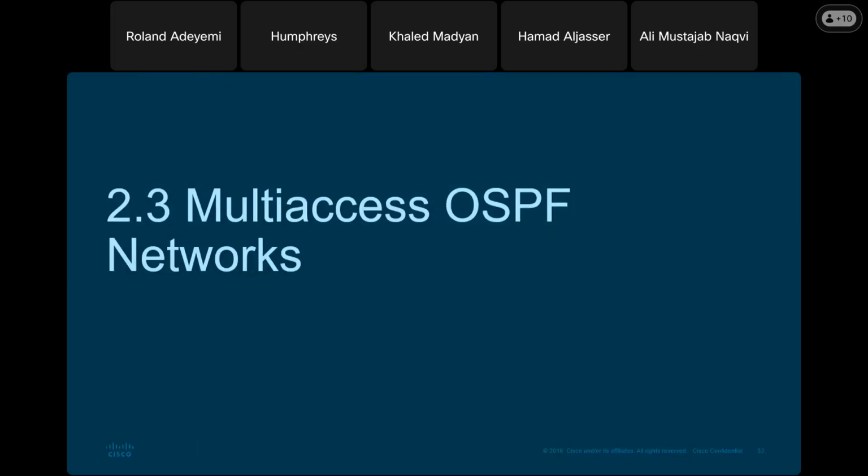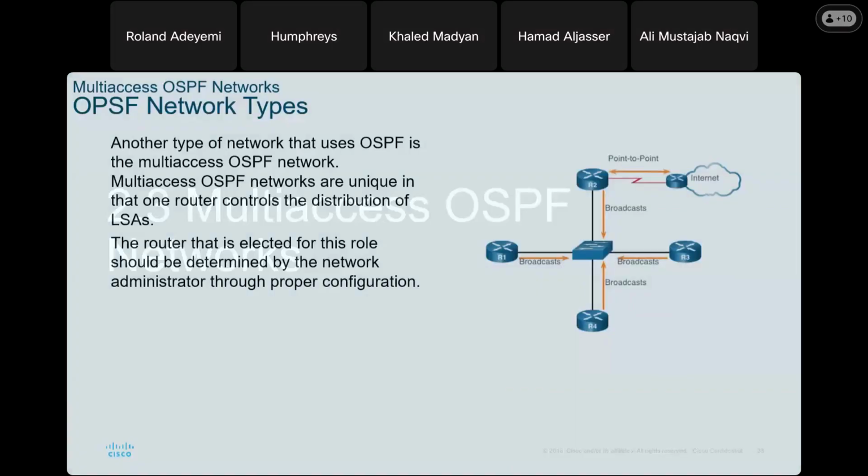So let's talk about multi-access OSPF network. I have talked about it before. I'm going to talk about it again. So under OSPF network types, you have point-to-point, point-to-multipoint, broadcast multi-access, non-broadcast multi-access. But in the context of this CCNA topic here, we're going to be talking about only point-to-point and broadcast.